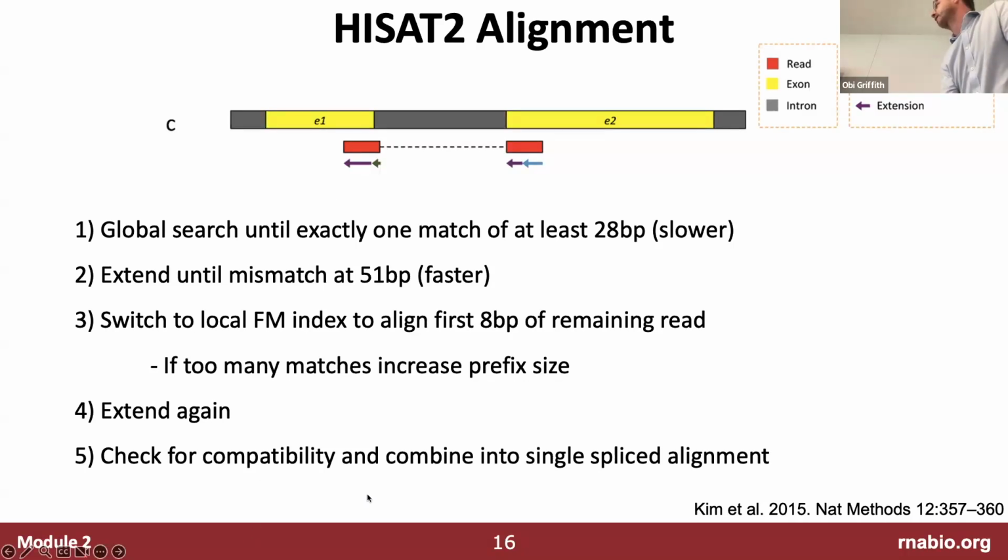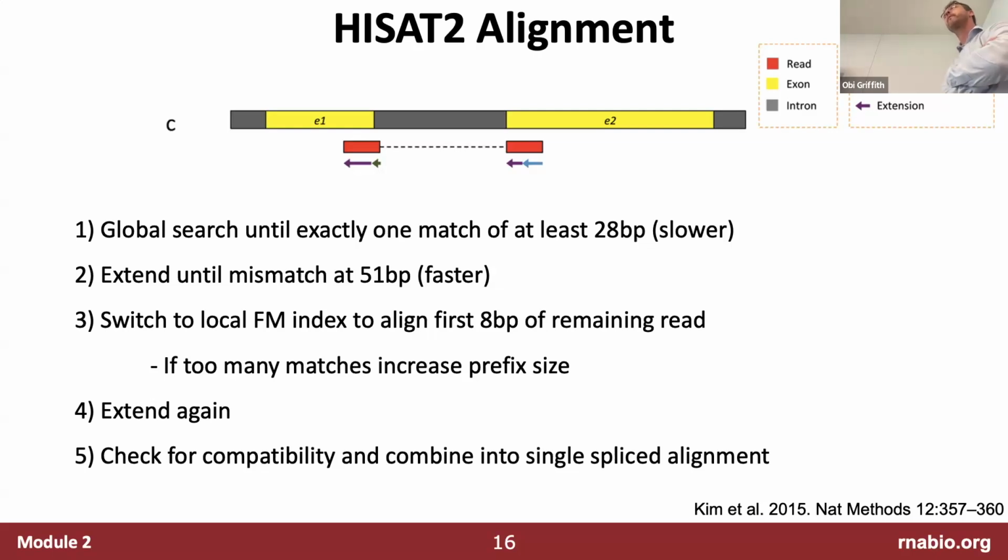And then it does some checks for compatibility. Like, does this alignment make sense? It'll ask things like, does the alignment in this exon, is it in the same orientation as the alignment in this exon? It wouldn't make sense for it to be aligning one way and then flip to aligning the other direction, for example, if it's a proper splice alignment.